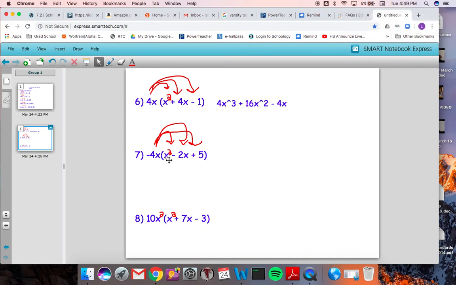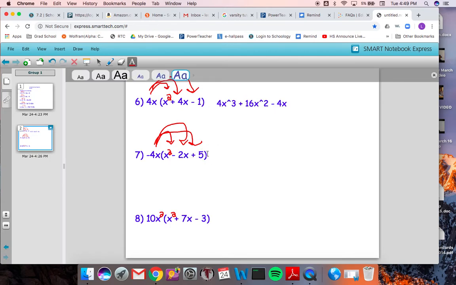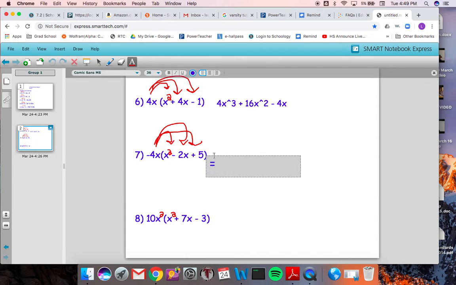Negative 4x times x squared minus 2x plus 5. All right, that's going to equal negative 4x cubed. Negative 4x times negative 2x is going to be plus 8x squared. And then it's going to be minus 20x because you're taking negative 4x times 5. All right, and that's minus 20, and then tack an x on the end.